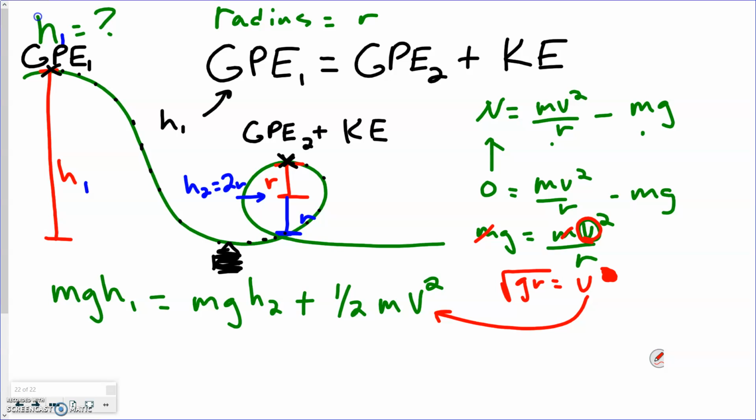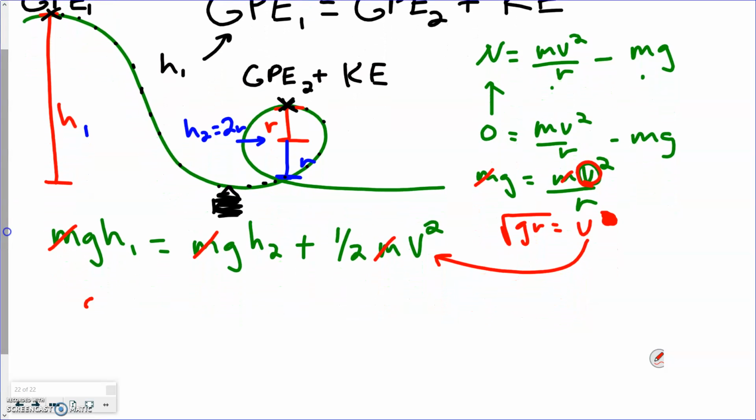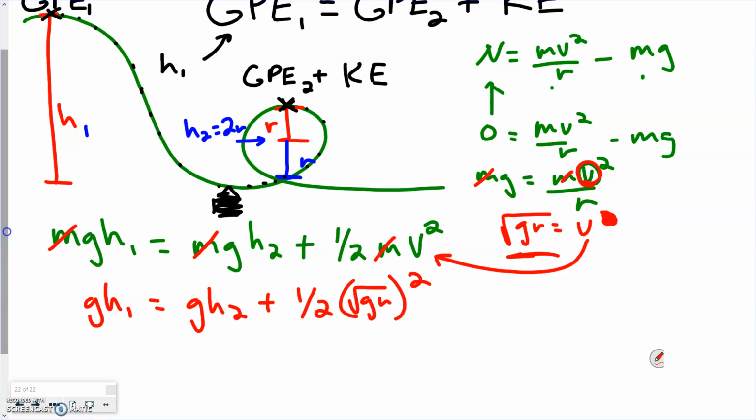It makes this equation. Okay, and if you want, m can go down, right? We get, let's slide this down a shade, gh1 equals gh2 plus 1/2 v, our new v over here, square root gr squared. What happens? Square root and squared go away, right? So now we have a g in every term, so g goes away, g goes away, g goes away. We get h1 equals h2 plus 1/2 R.